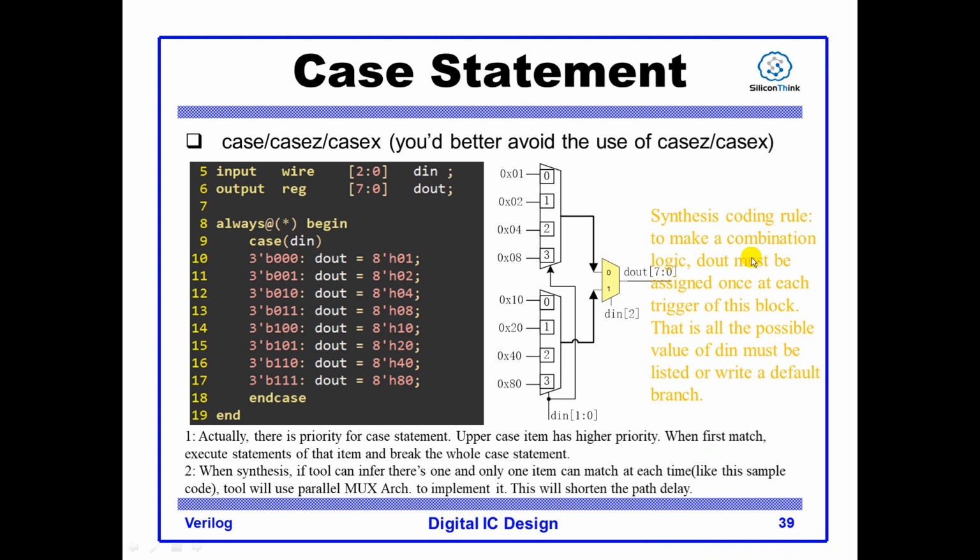And there is also the synthesis coding rule. To make a combinational logic, you must make sure Dout is assigned once at each trigger of this block. To make this true, you have to list all the possible values of Din here, or you can write a default statement, a default branch.